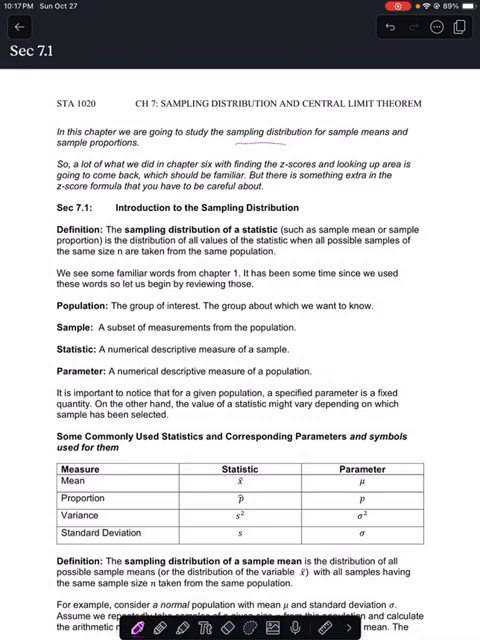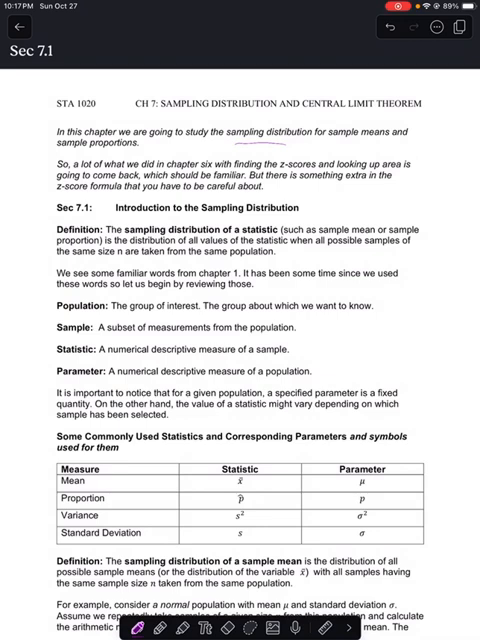Statistic is a numerical descriptive measure of a sample, and parameter is a numerical descriptive measure of a population. Now it is important to note that for a given population, a specified parameter is a fixed quantity. Remember this, we have discussed before, that parameters are fixed because they are related to the population, but statistics may change from sample to sample.